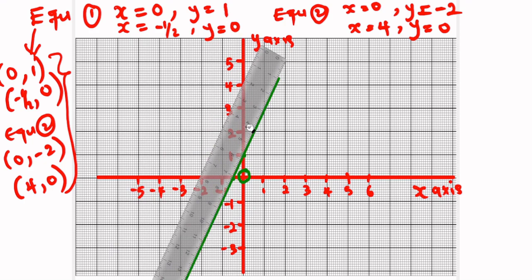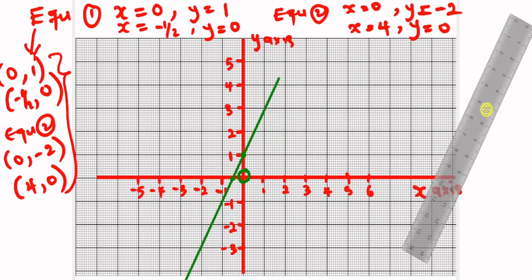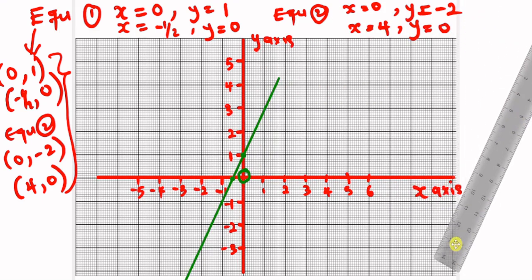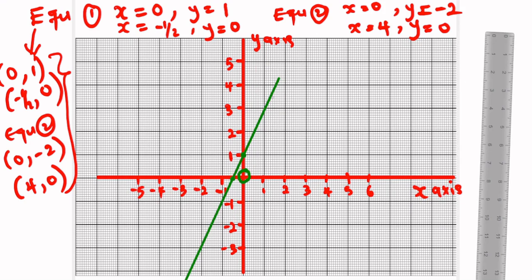Okay, so now this is for equation 1. Now we can remove our ruler and keep it aside. So remember to number your equation. This is equation 1, and what's our equation 1? 2x minus y equals -1. Now we'll move to equation 2.